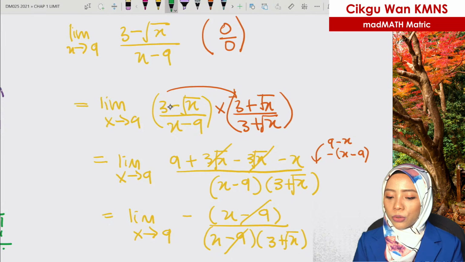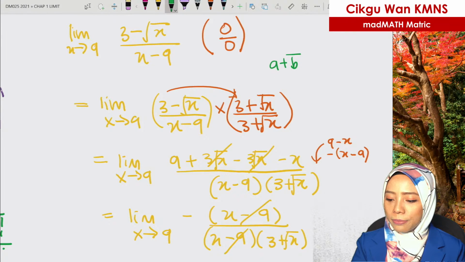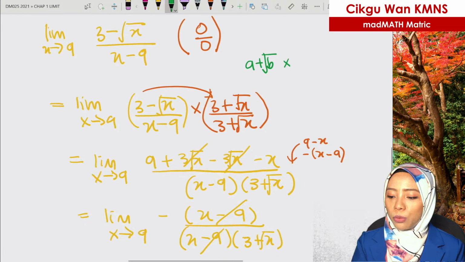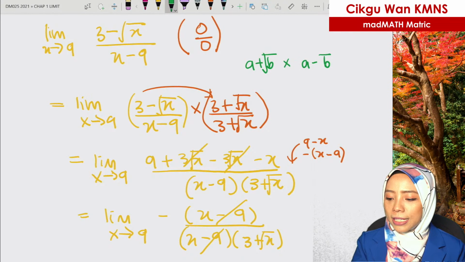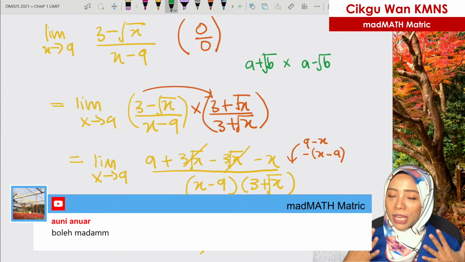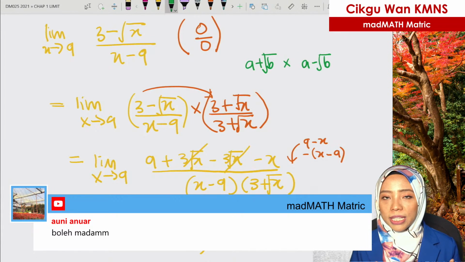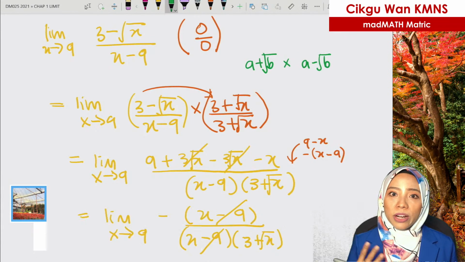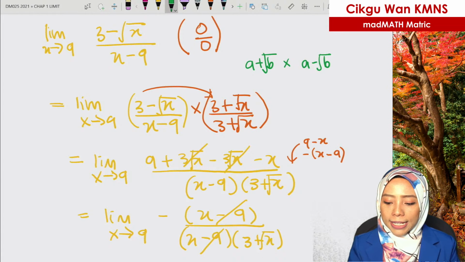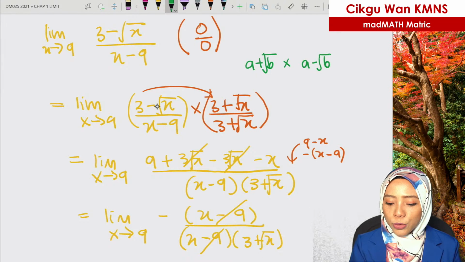Once we already have indeterminate form, therefore we are going to use the conjugate. So what is conjugate? Conjugate means if you have A plus B, multiplying with the conjugate will be A minus B. It doesn't have to be at the top, it can be at the bottom as well, depending on where the square root is located. Wherever it is, you just multiply.